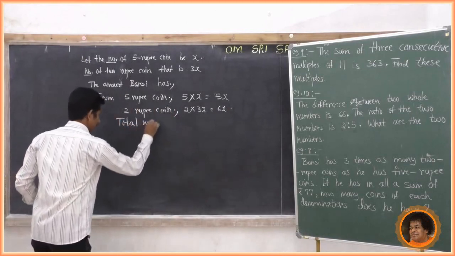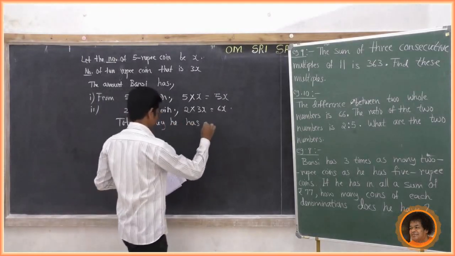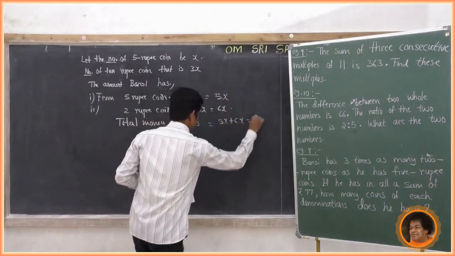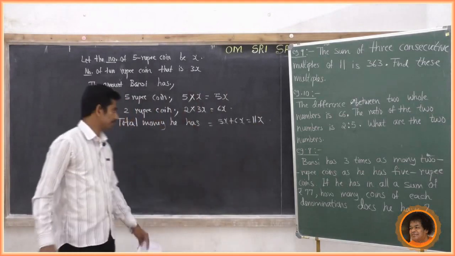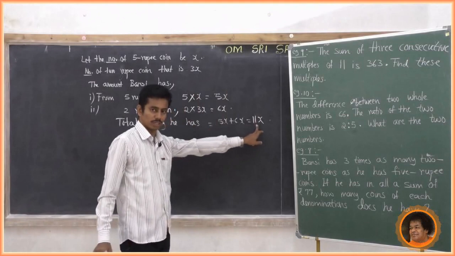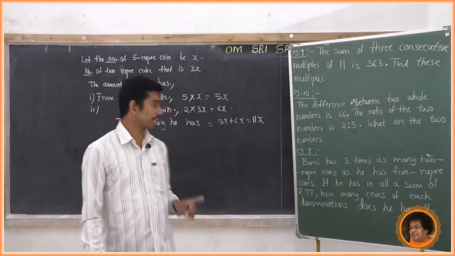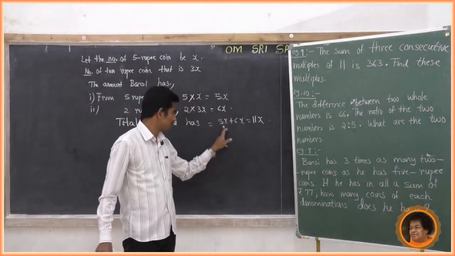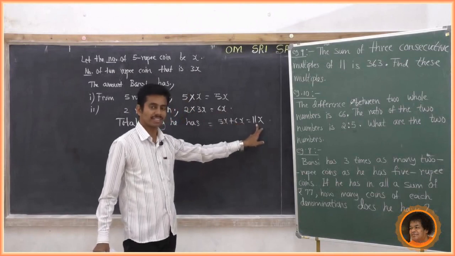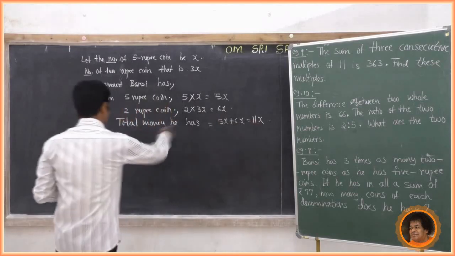Total money he has is 5x plus 6x equal to 11x. Someone writes 5x plus 6x equal to 11x squared. 5 pens plus 6 pens equal to 11 pens, it is not 11 pens squared. 5 pencils plus 6 pencils equal to 11 pencils, it is not 11 pencils squared. So 5x plus 6x equals 11x only. Total money here is 11x.